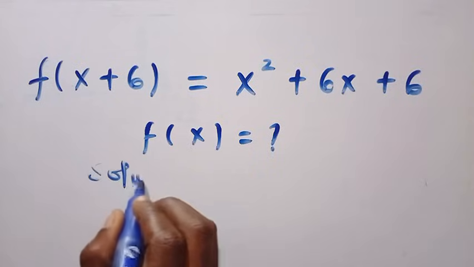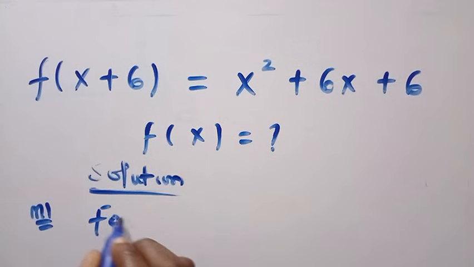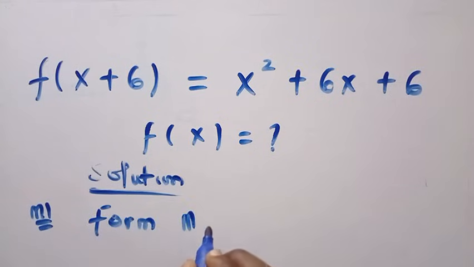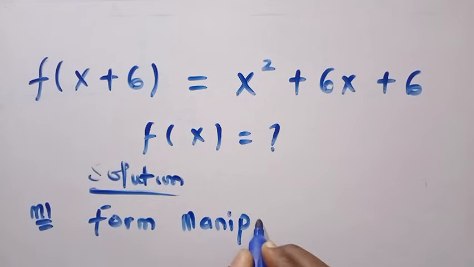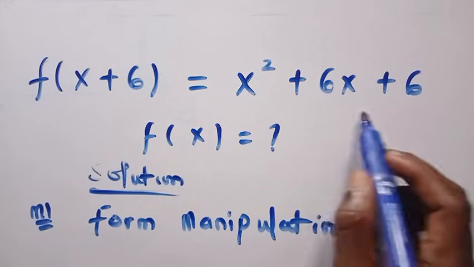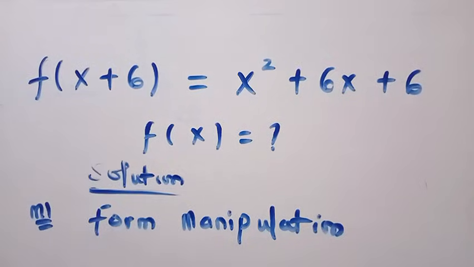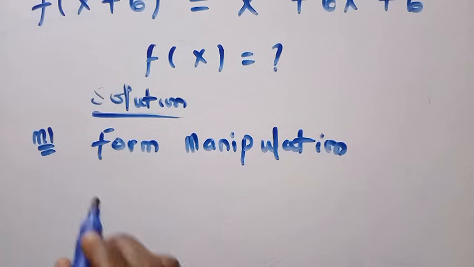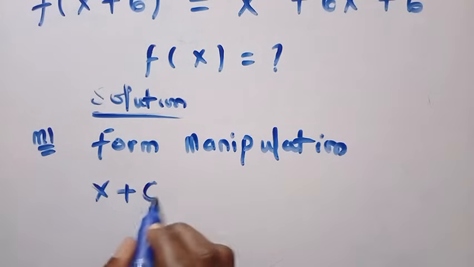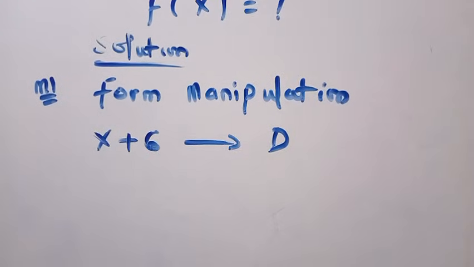Let's consider the solution from here. The first method is called form manipulations. We are going to manipulate the right hand side to have the common domain as x plus 6. With the domain given as x plus 6, let's try and factorize the right hand side completely.